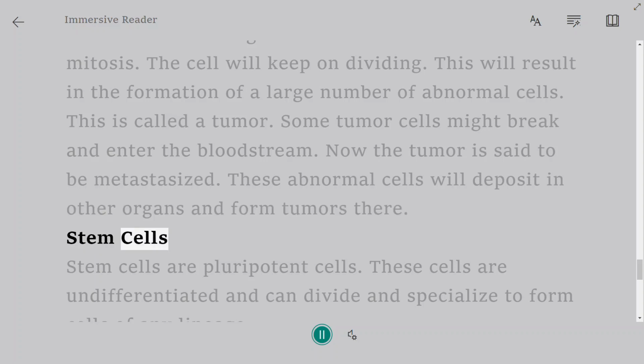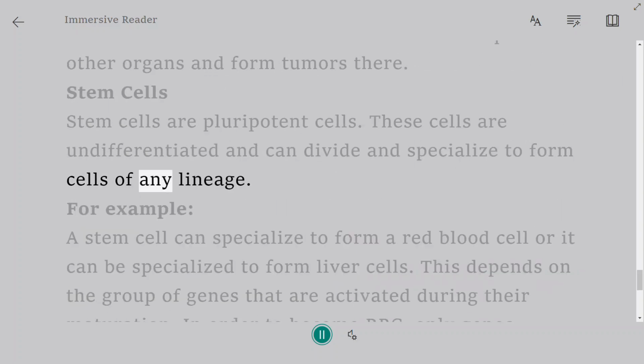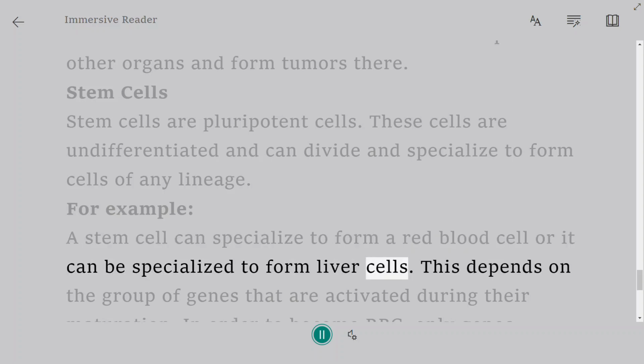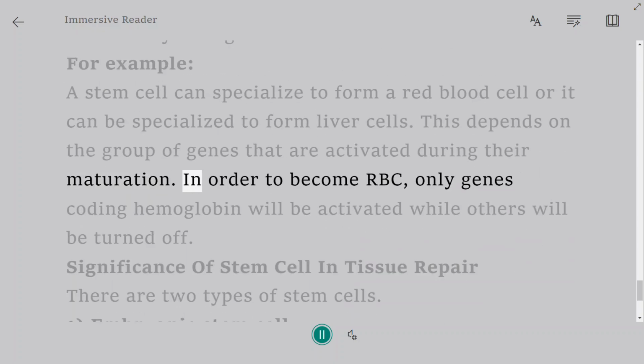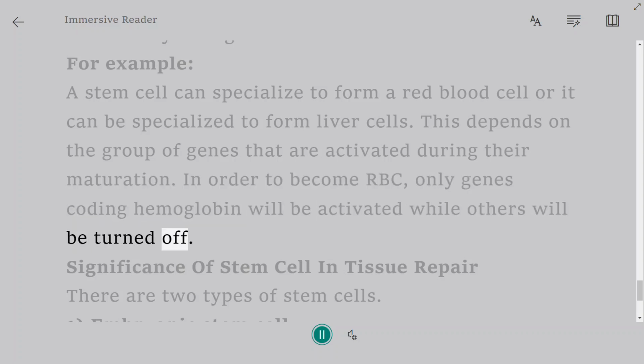Stem cells. Stem cells are pluripotent cells. These cells are undifferentiated and can divide and specialize to form cells of any lineage. For example, a stem cell can specialize to form a red blood cell, or it can be specialized to form liver cells. This depends on the group of genes that are activated during their maturation. In order to become an RBC, only genes coding for hemoglobin will be activated while others will be turned off.